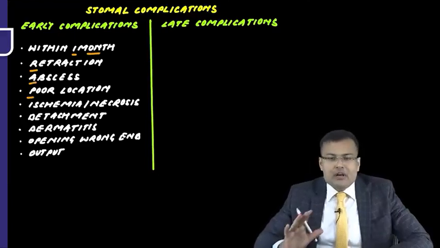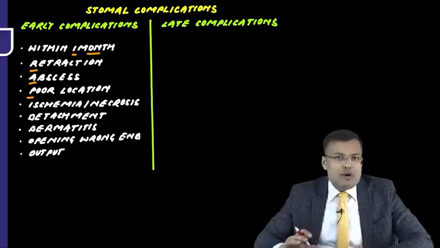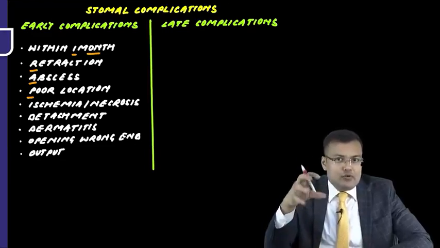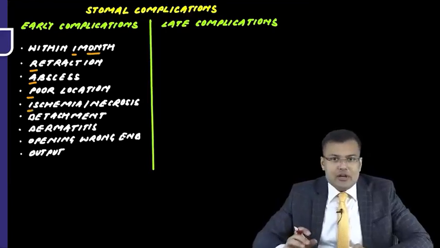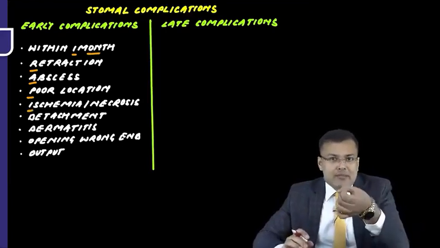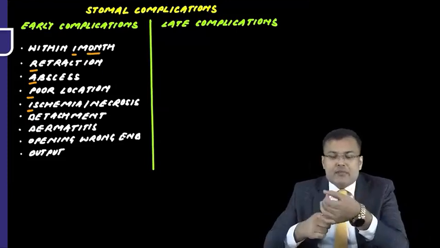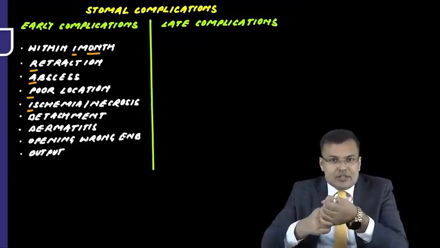Poor location means whenever the location is close to some bony prominence, where it is very difficult for you to fit the stoma bag. Ischemia or necrosis. Why is there ischemia or necrosis? Sometimes the opening in the abdominal wall is very tight. So whenever the bowel is coming out, what happens? There is obstruction and there is impaired vascular supply.